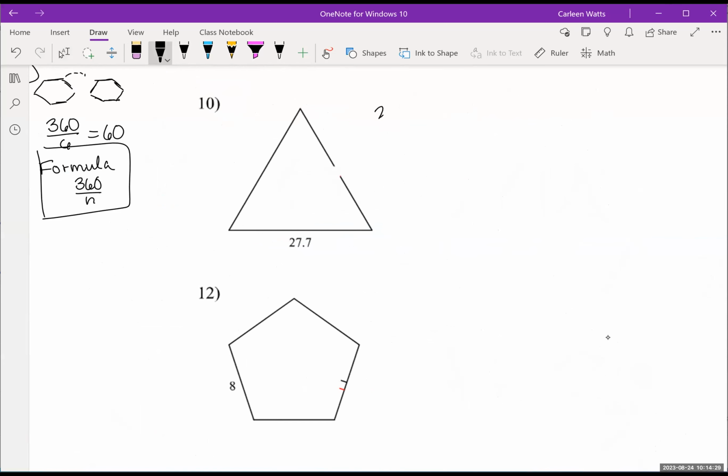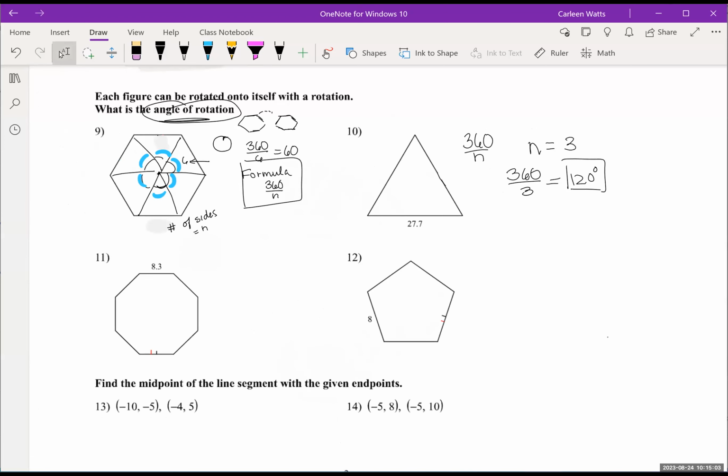The formula is 360 divided by n for the angle of rotation. And what is n in this case? All right, n equals 3 sides. So 360 divided by 3 is 120 degrees. That is the angle of rotation.